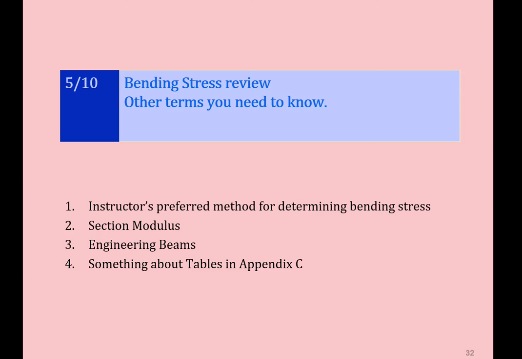In these sections, I will review again the bending stress, and then also come up with the other terms that you need to know from the textbook. There are 4 items: my preferred methods for determining the bending stress, then the section modulus, and engineering beams, Appendix C. Those are the items I think you need to know.